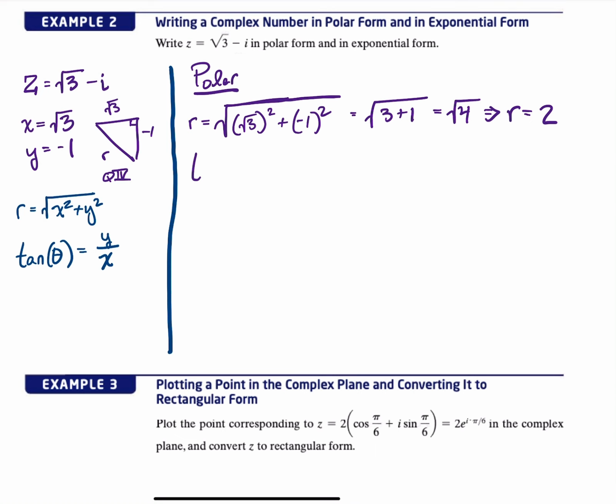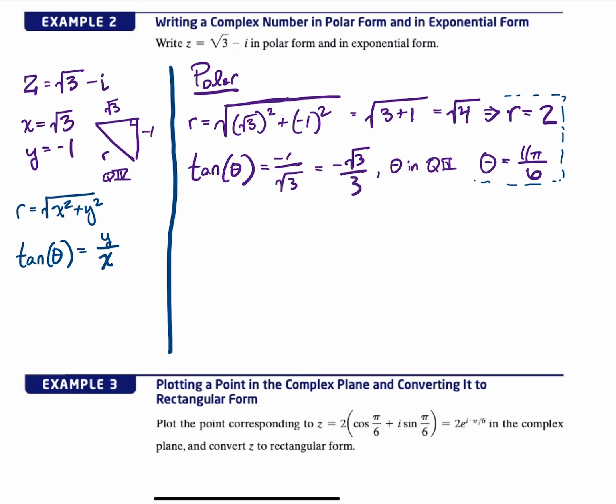And then tangent of theta, we can say is y over x. So negative 1 over the square root of 3, or negative root 3 over 3. So that's going to be the pi over 6 angle in quadrant 4. I'll just make a note. Theta is in quadrant 4. So that means it should be 11 pi over 6. So we have our two components. I'll just box them out.